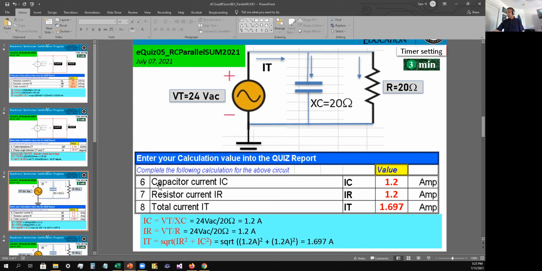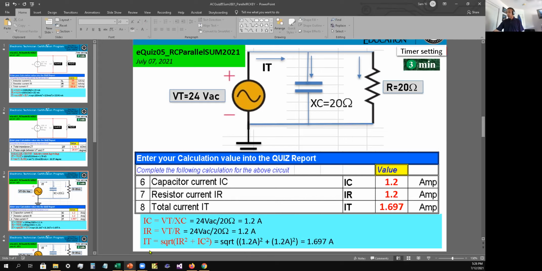Number 6, capacitor current IC. IC equals VT divided by XC, or 24 VAC divided by 20 ohms, which equals 1.2 amps. So IC is 1.2 amps. Resistor current IR equals VT divided by R, which is 24 VAC divided by 20 ohms, which equals 1.2 amps. So IR equals 1.2 amps.